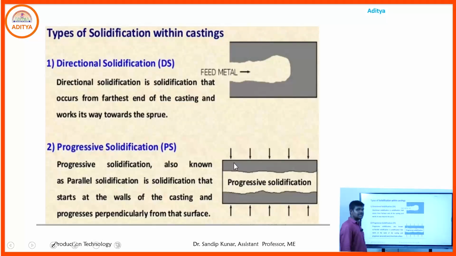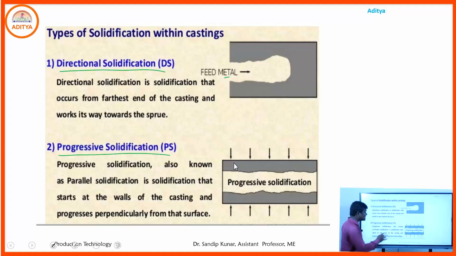Types of solidification: first is directional solidification, another is progressive solidification. Directional solidification occurs from the farthest end of the casting and works towards the sprue, meaning it starts from the surface, then goes to the sprue. Another is progressive solidification.